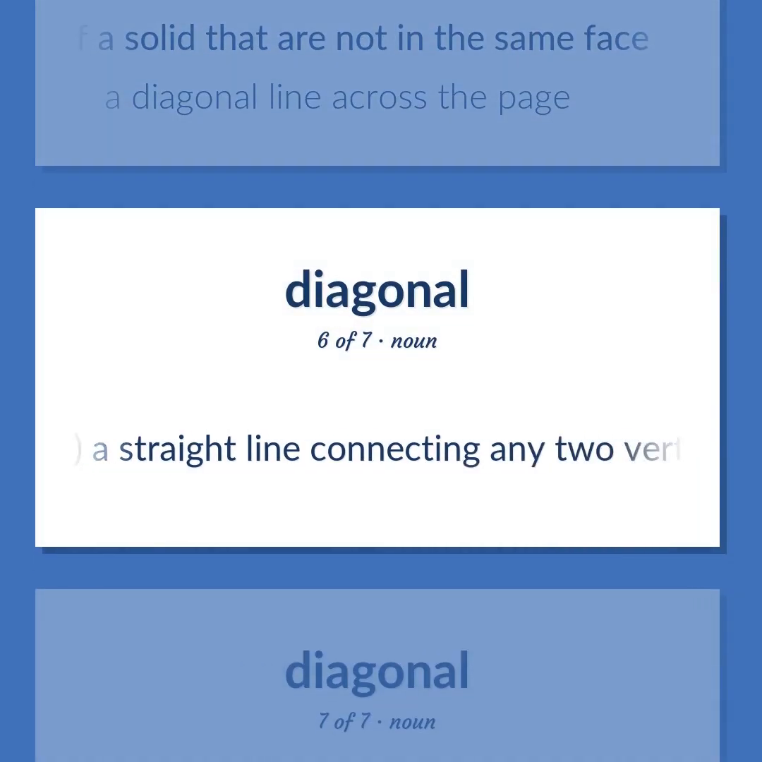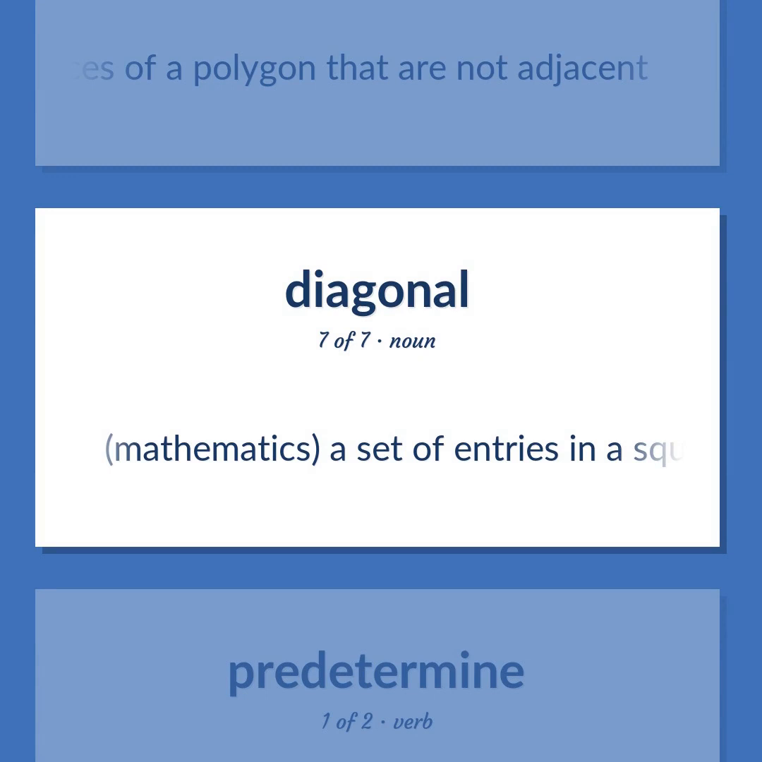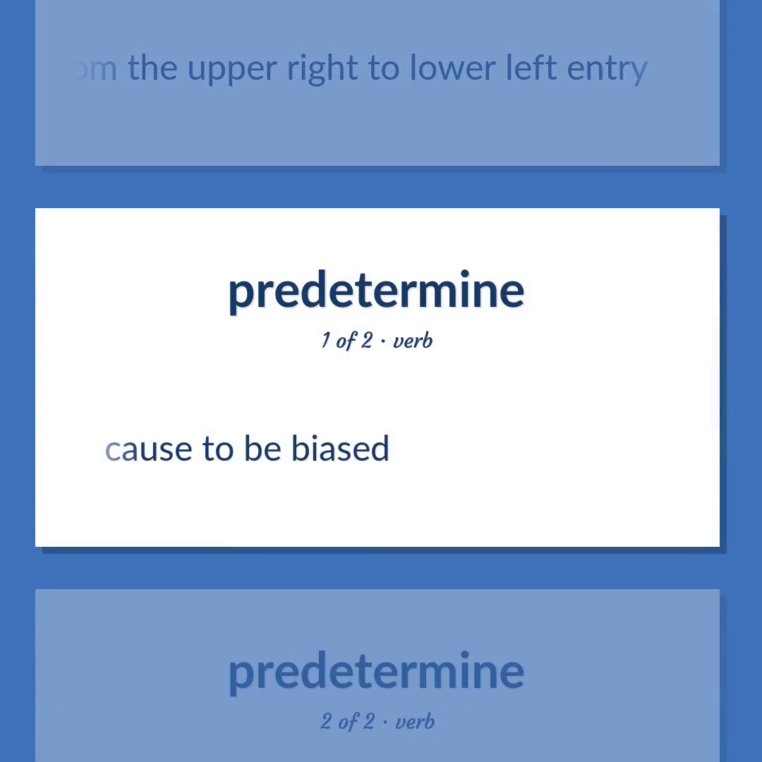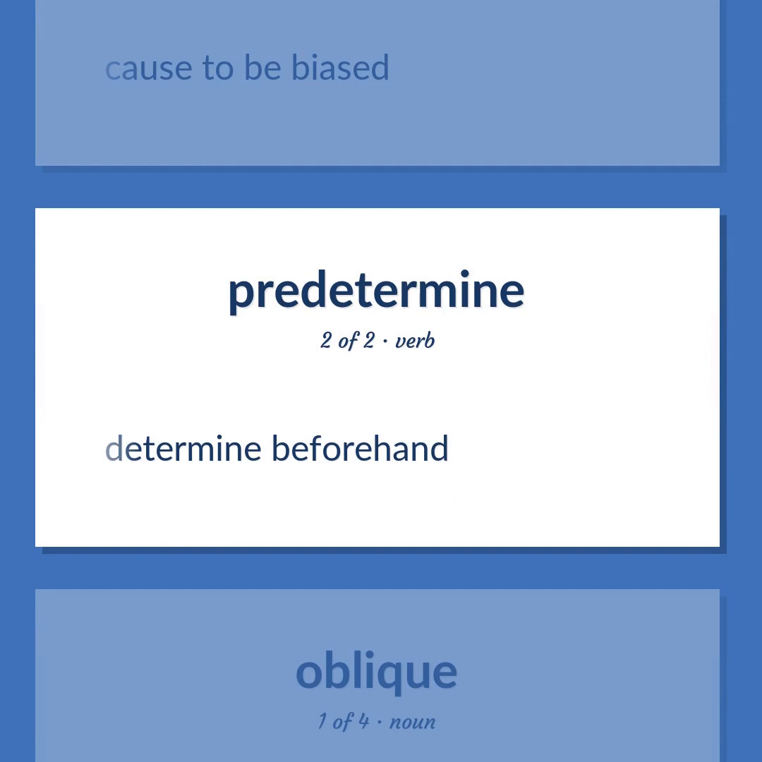Geometry. A straight line connecting any two vertices of a polygon that are not adjacent. Mathematics. A set of entries in a square matrix running diagonally either from the upper left to lower right entry or running from the upper right to lower left entry. Cause to be biased. Determine beforehand.